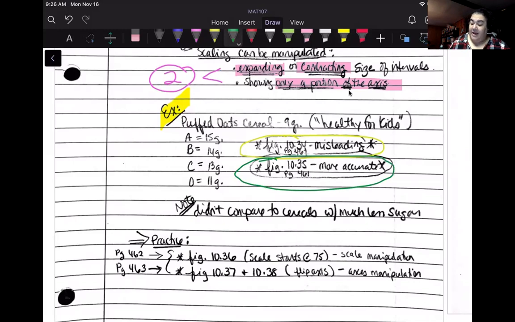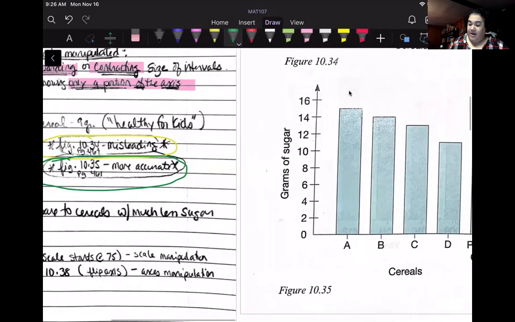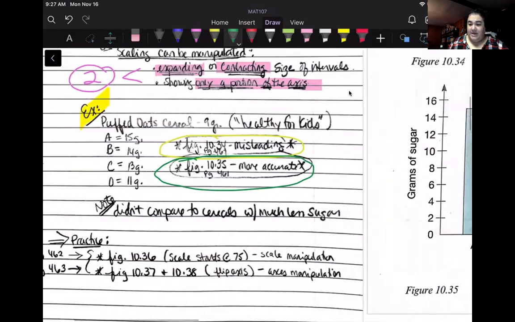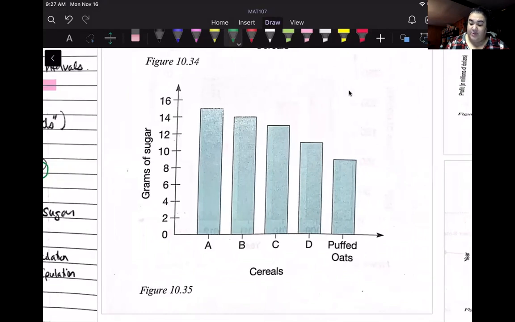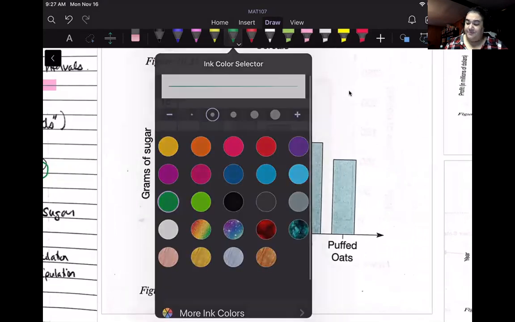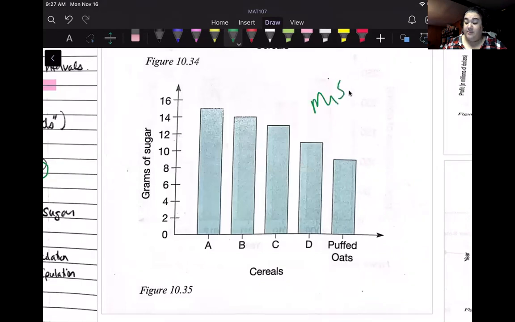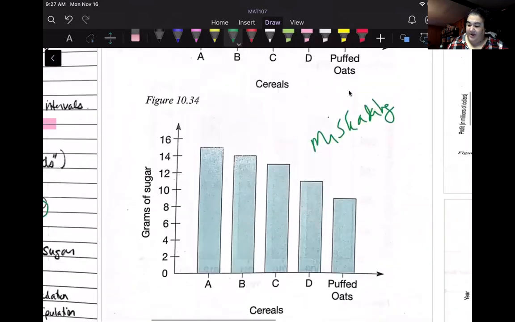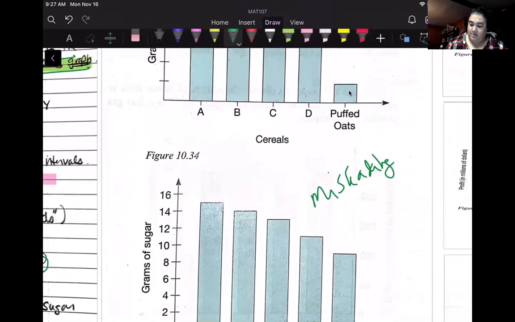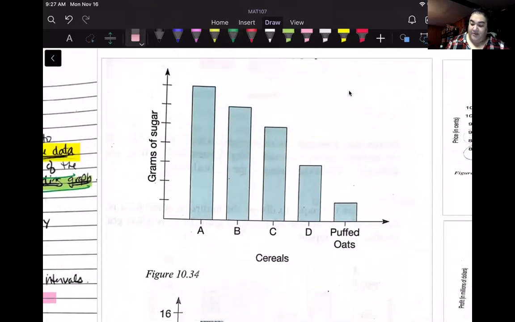Okay, now here are those graphs right here. So here's 10.34. Let me slide it over so you can see it. Okay, this is the one that's misleading, so we're going to go ahead and label that. This one is the misleading one. Okay, and this one, the one on 10.35, hold on, let me erase that here. This is the misleading one, sorry. The 10.34, this is the one that's misleading.